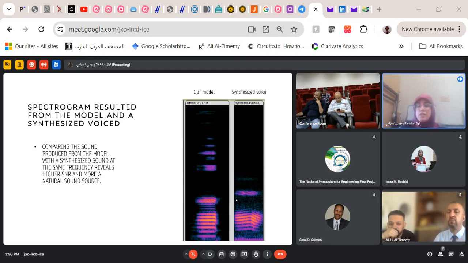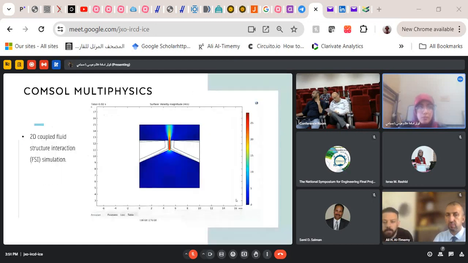You can see on the left side is the spectrogram of our model, and on the right side is the spectrogram of a synthesized voice at the same frequency. As you can see, the results showed a very similar spectrogram regarding the signal-to-noise ratio and regarding the consistency of the frequencies in the spectrogram.